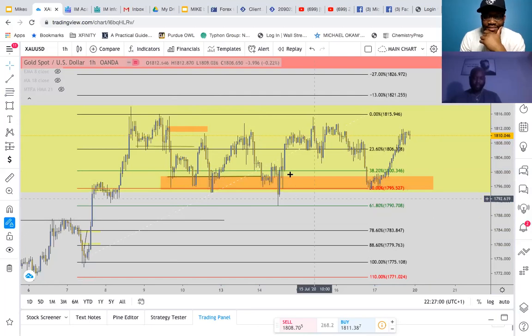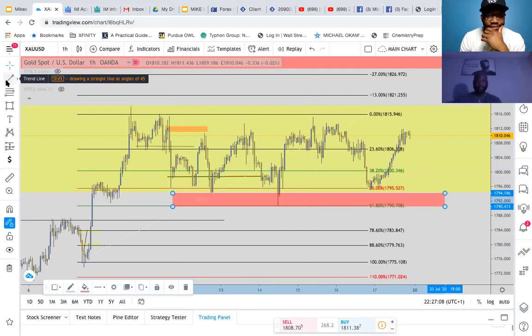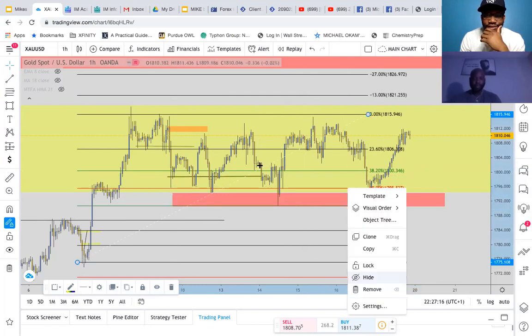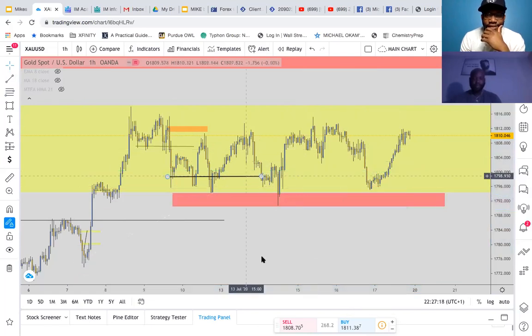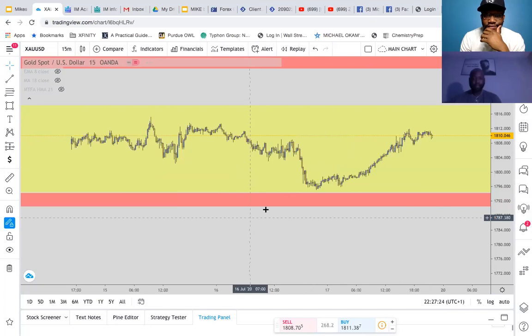Well, it tapped 61.8. So what I see is an inverted head and shoulders. You see it there? This is the head, left shoulder, right shoulder, shot up. So we can identify this also in the 15-minute time frame. All it is is a break of a lower high and a retest.